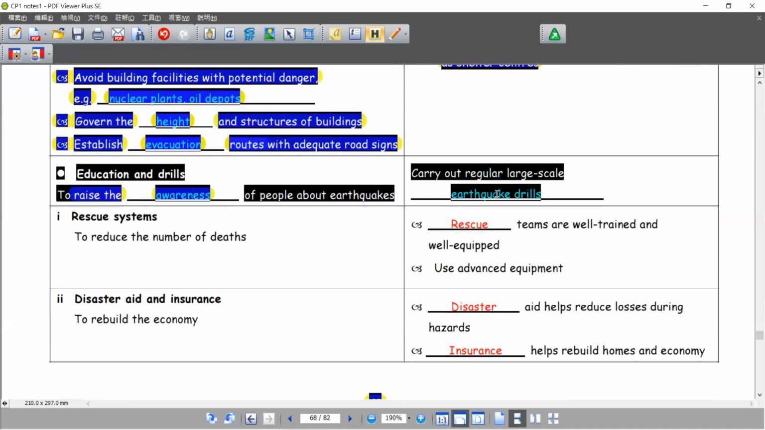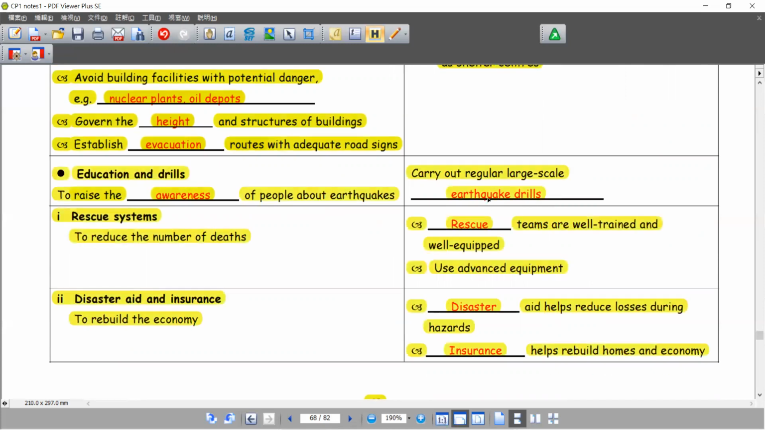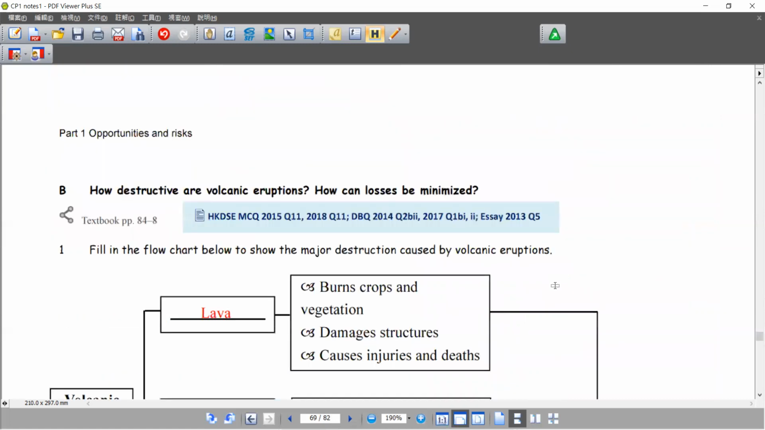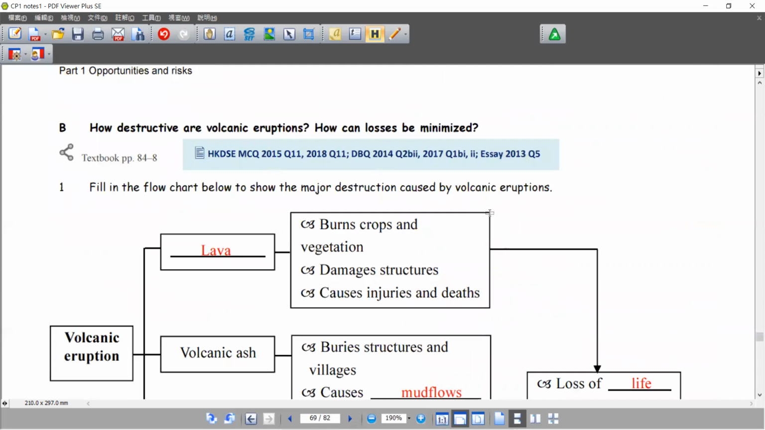For example, Japan is always having a lot of earthquake drills, just like we are having fire drills, but maybe the Japanese do it in a more intensive way. A rescue system reduces the number of deaths, and rescue teams are well trained and well equipped, using advanced equipment. Disaster aid and insurance can rebuild the economy and reduce economic loss. How about volcanic eruptions?